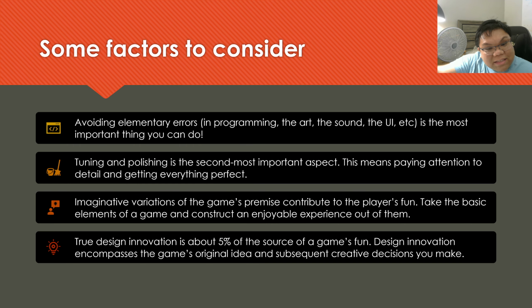Tuning and polishing is the second most important thing. That means paying attention to detail, getting everything perfect. This is something that you get to do in the polishing stage of your development. Imaginative variations of the game's premise contribute to the player's fun, taking the basic elements of a game and making an enjoyable experience out of them.